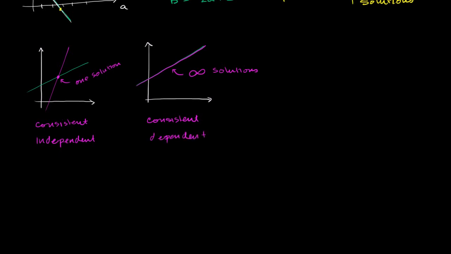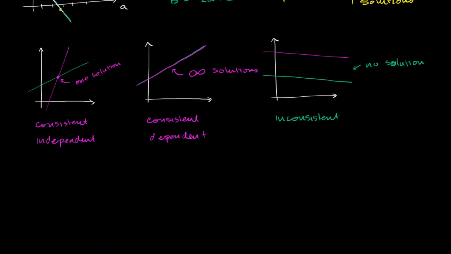And then the last scenario, and this is when you're dealing in 2 dimensions, is where your two constraints just don't intersect with each other. One might look like this, and then the other might look like this. They have the exact same slope, but they have different intercepts. So there is no solution. They never intersect. And we call this an inconsistent system.